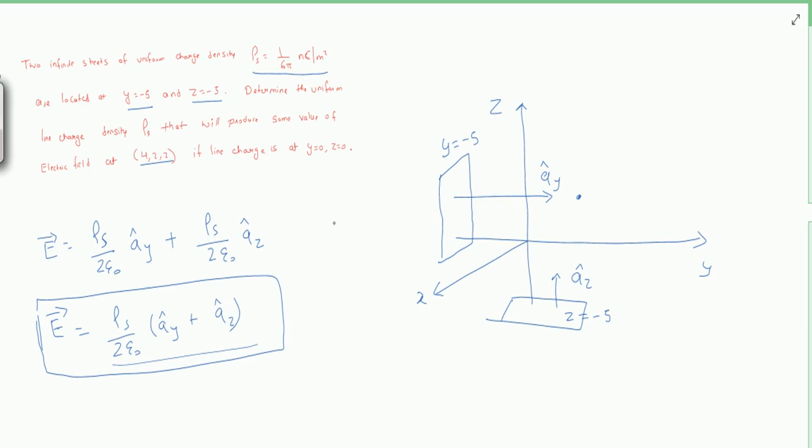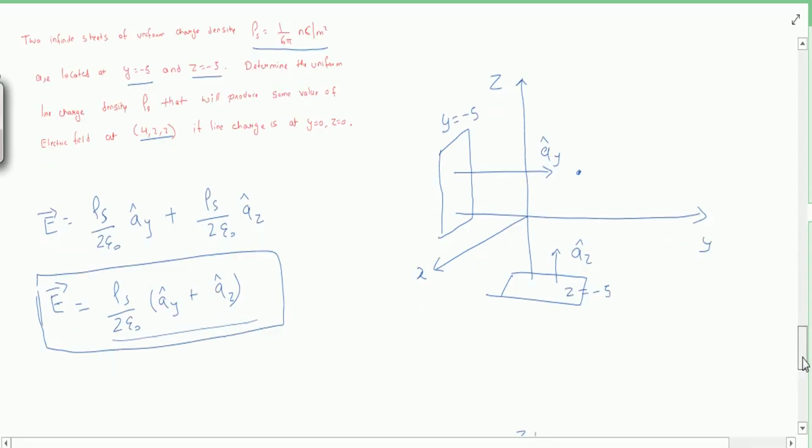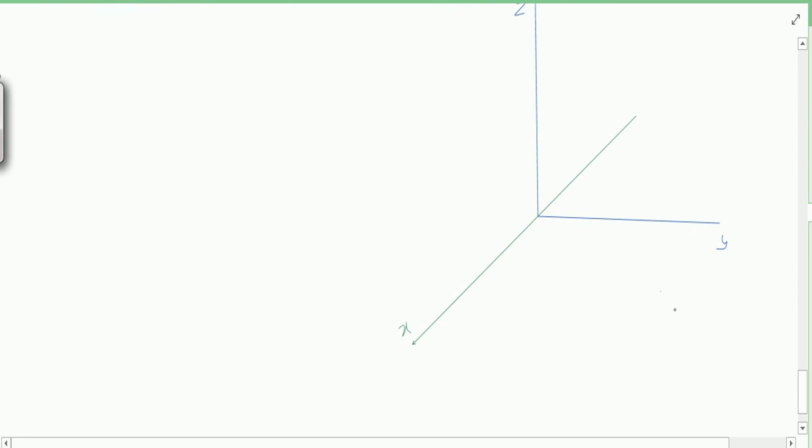Now what we have to find is the line charge which is placed at y equals 0, z equals 0, and is producing the same electric field at that point, which was 4, 2, 2.